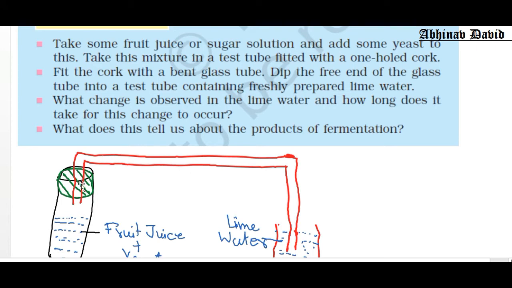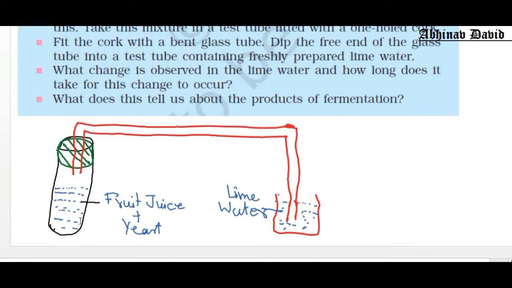Okay, and then we have a green color one hole cork and we have a test tube. Now this test tube contains what? Fruit juice plus yeast, and then we have to pass the bent tube, and the open end of the bent tube has to be dipped under the lime water, which has to be freshly prepared.